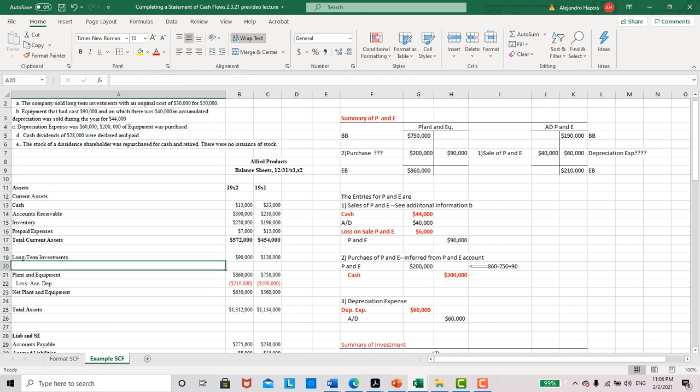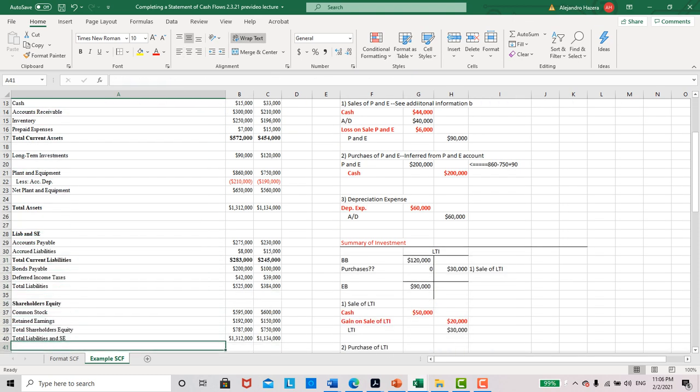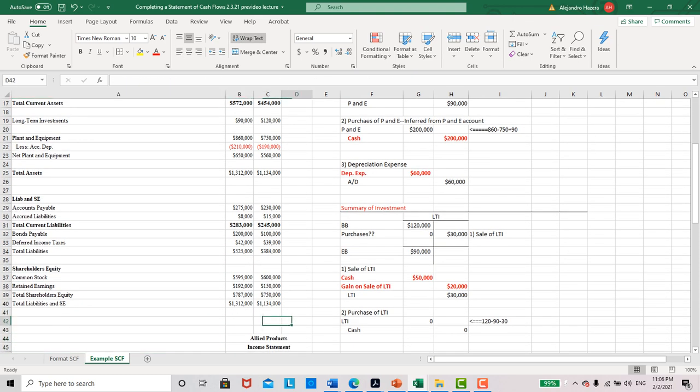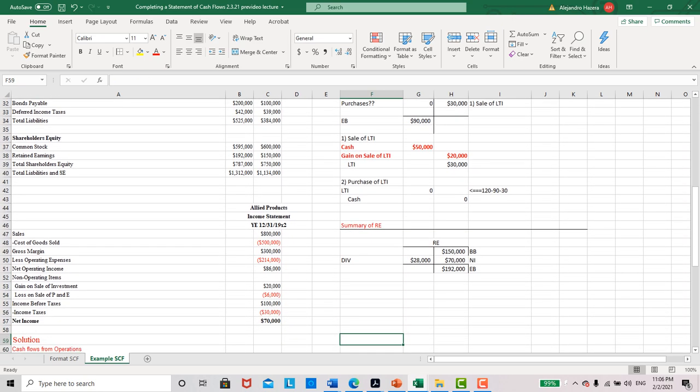$200,000 of equipment was purchased. There it is right there. And then cash dividends of $28,000 were declared and paid. And those are your cash dividends. And I will put those dividends right here in red also, because your dividends are going to be very important. Okay, so those are preliminary calculations.